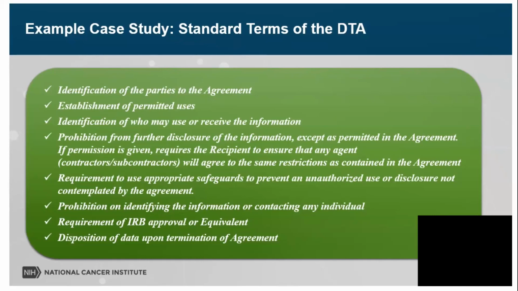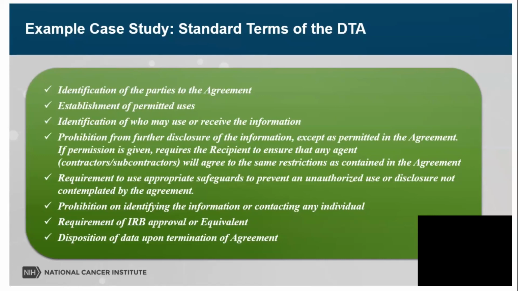The DTA also established permitted uses, which meant that NCI could only use the data to conduct its study where it is investigating the association between seaweed consumption and risk of different types of cancers. The DTA also identified who may send or receive this information. Typically, it would just be NCI, but NCI needed to share the data with some of its contractors who will analyze the data. So we put in explicit language that NCI will share the data with these contractors. So it was permitted in the agreement.